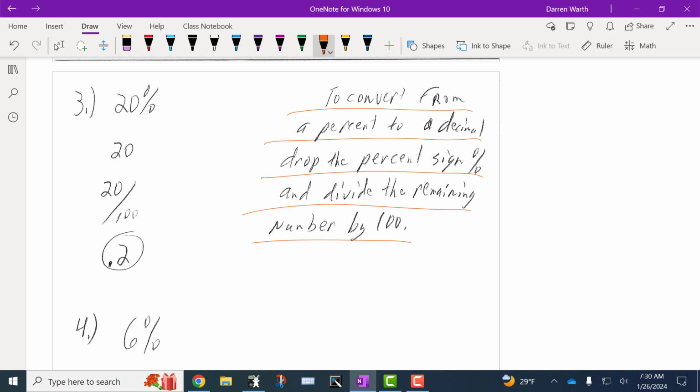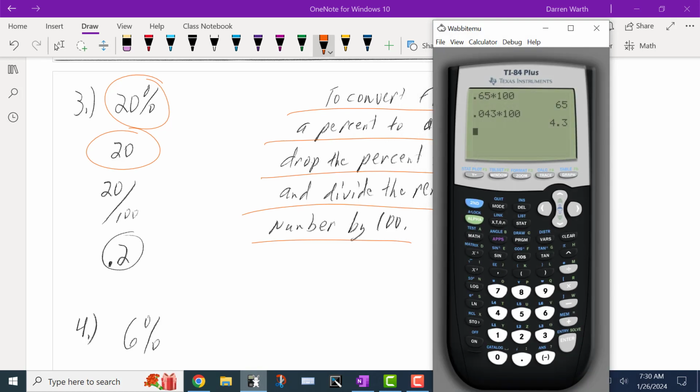So you're going to notice right here on number 3, we've got 20%. We drop the percent sign, we get 20. We're just going to take our calculators and divide 20 by 100. When I take 20 divided by 100, you're going to notice that answer comes out to be 0.2.